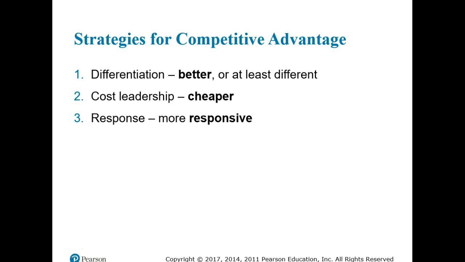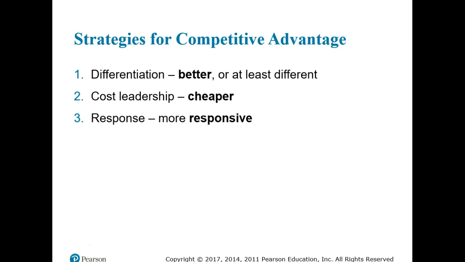So the three strategies for competitive advantage are differentiation, cost leadership, and response. While it may be possible to accomplish all three at once, most firms focus on one of these major strategies at a time, or just one. This means operations managers are called on to deliver goods and services that are, first, better or at least different, second, cheaper, and third, more responsive. So operations managers can translate these strategic concepts and generate a system that has a unique advantage over the competitors.